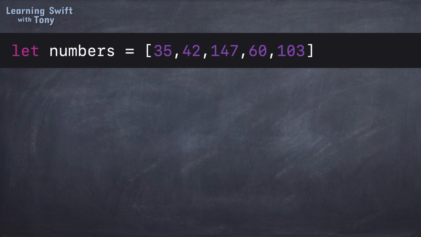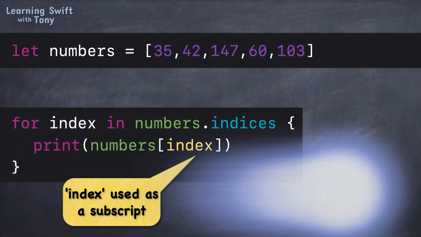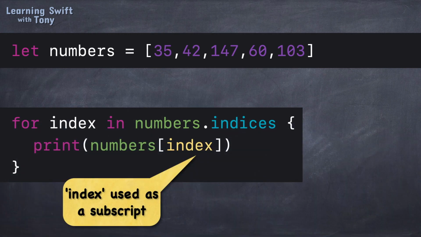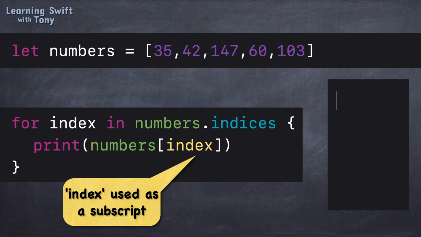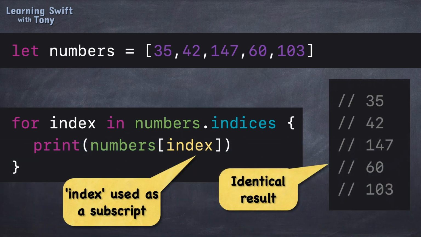There is a third way to loop over an array, using once again a for loop, not over the elements of the array, but rather over the array's indices. And in this case, in order to access each element in the array, we need to use the index we get each time the closure is executed. The result will be identical.